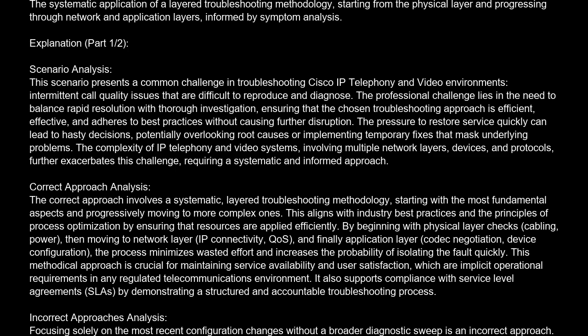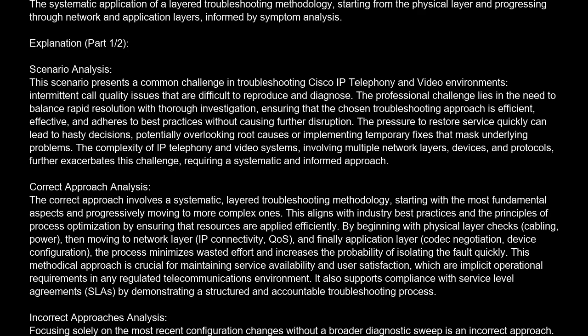Correct approach analysis. The correct approach involves a systematic, layered troubleshooting methodology, starting with the most fundamental aspects and progressively moving to more complex ones. This aligns with industry best practices and the principles of process optimization by ensuring that resources are applied efficiently. By beginning with physical layer checks, cabling, power, then moving to network layer, IP connectivity, QoS, and finally application layer, codec negotiation, device configuration, the process minimizes wasted effort and increases the probability of isolating the fault quickly.